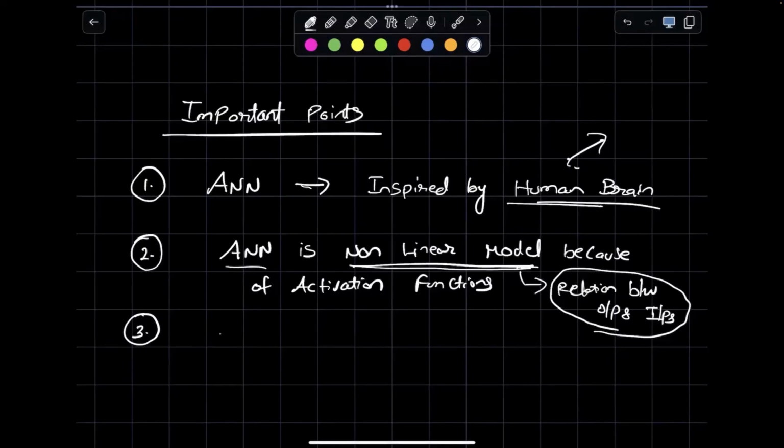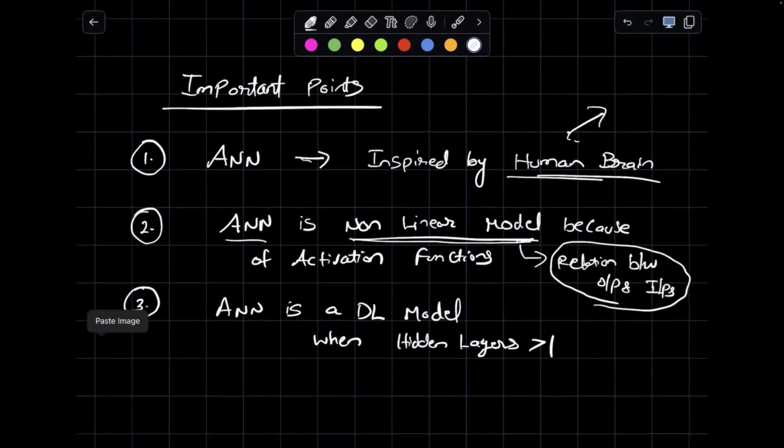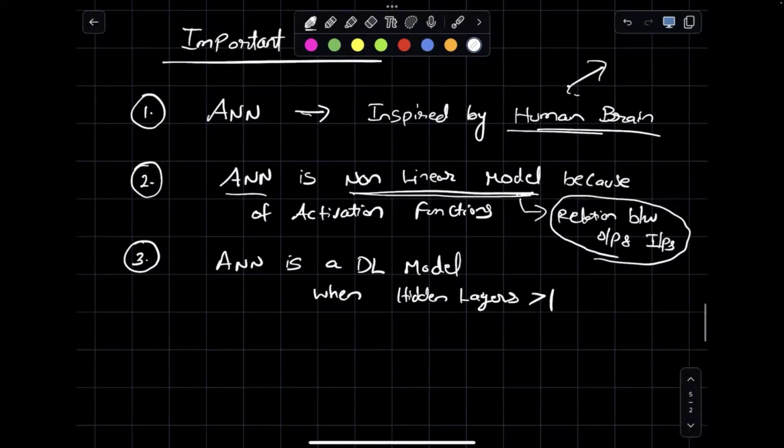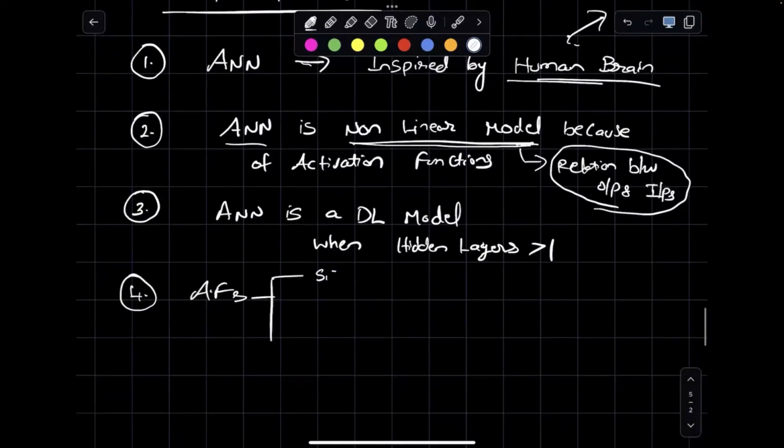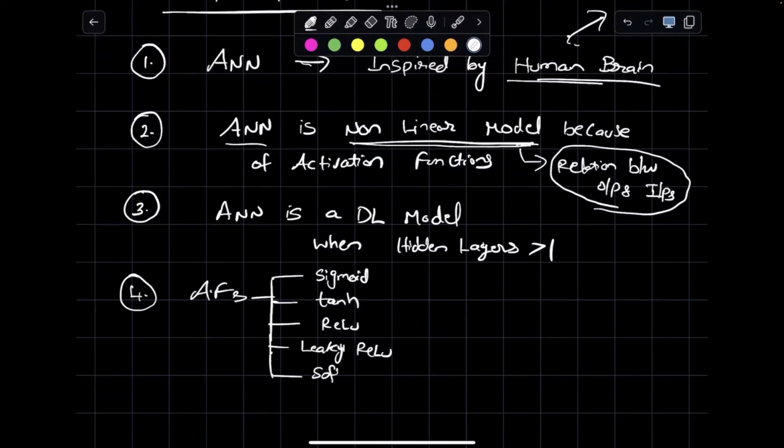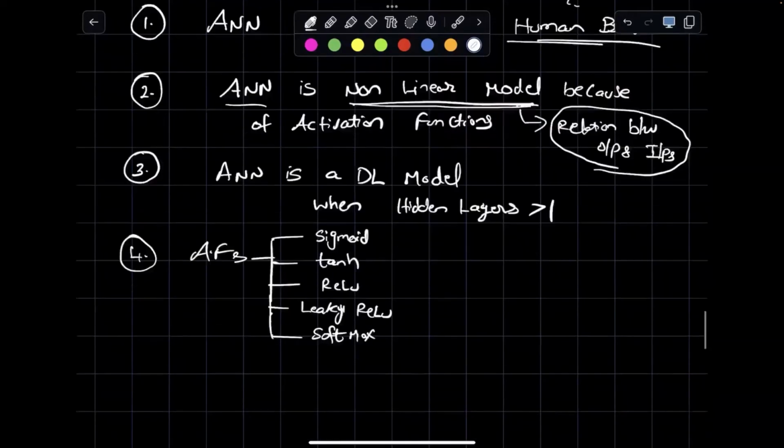ANN is called a deep learning model when there are more hidden layers, when hidden layers are greater than one. If you have two hidden layers, it's called a deep learning model. 200 hidden layers also, it's called a deep learning model. Then we have seen activation functions, guys. Can you quickly tell some activation functions? Sigmoid, ReLU, Leaky ReLU, softmax. Yes, good.